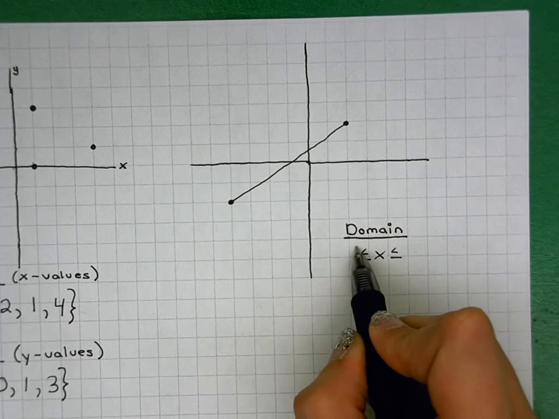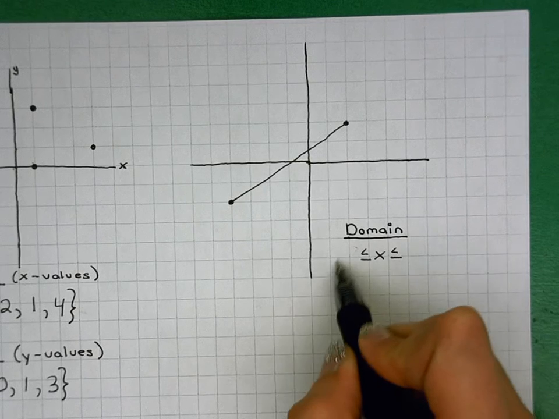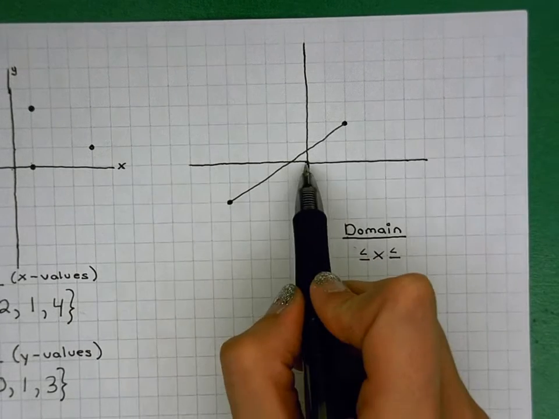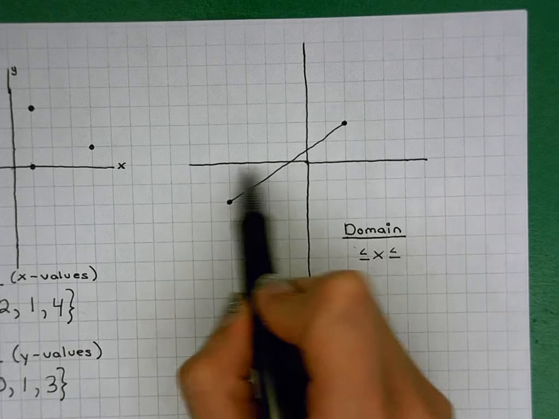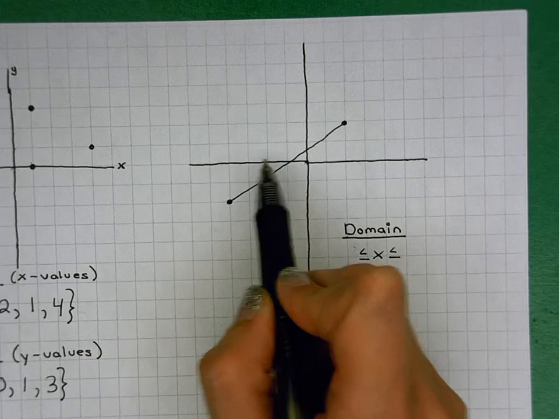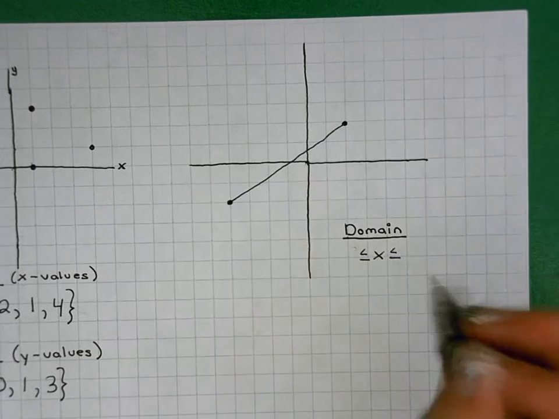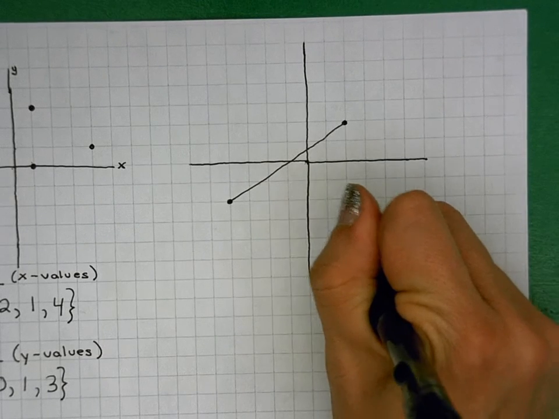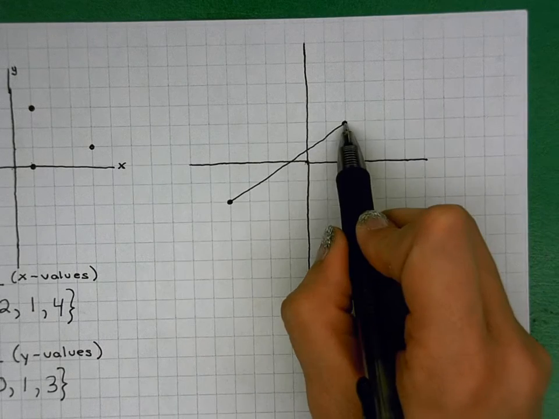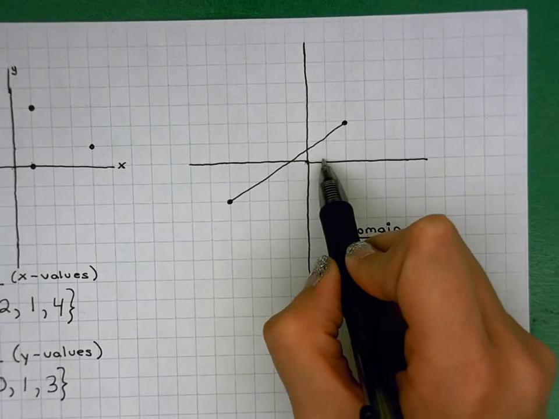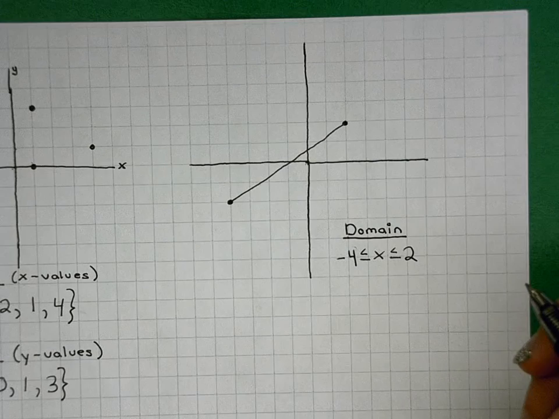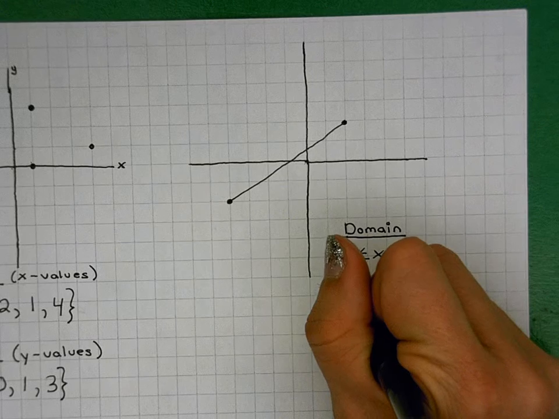Okay, domain is x values. So the question is, what is the smallest x value my graph touches and the largest x value my graph touches? Well, the smallest x value is out here at this point. That's the furthest left I've gone. And that point is at -1, -2, -3, -4. Right? And what is the largest one? Well, the largest one is this point. That's the furthest right I've gone, which is at 1, 2. That's my domain.